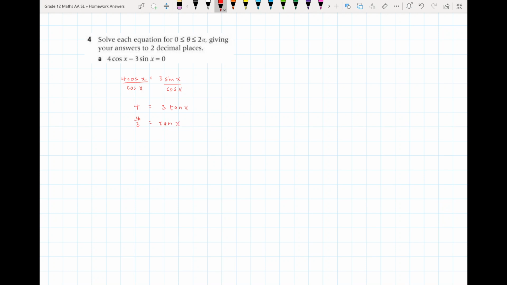So I can use the reference angle. So the reference angle of x will just be inverse tan of this, which gives me 0.927. We want 2 decimal places, so I'll just keep 3 in my working. Now, I want this to be positive for tangent, so this will be in quadrants 1 and 3. So therefore, my x's will be the reference angle, and then this plus pi. And rounding it gives me 4.07.